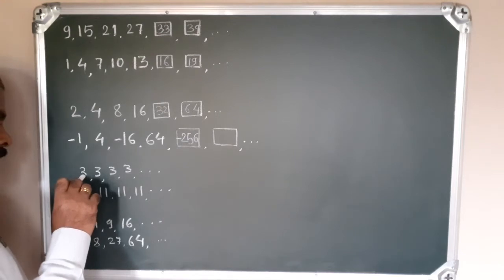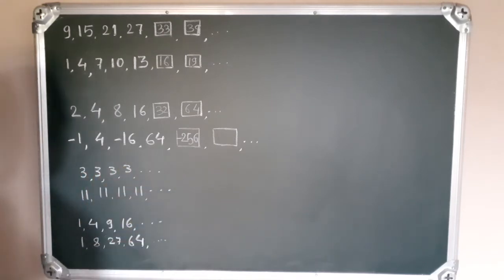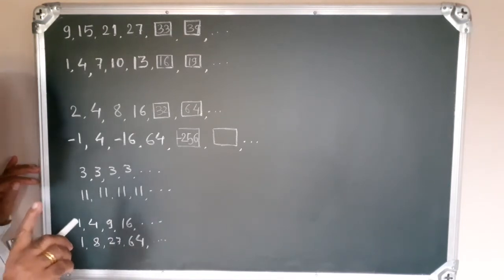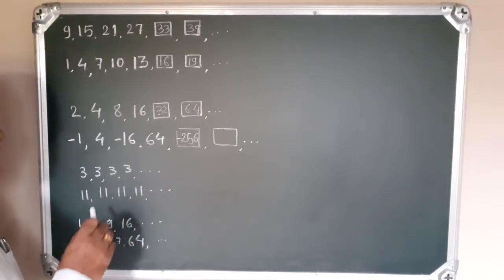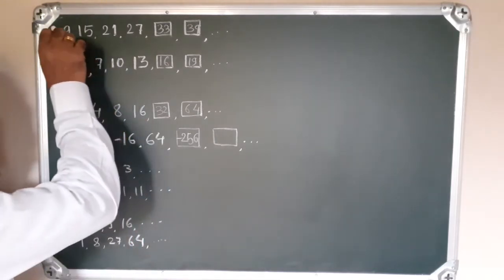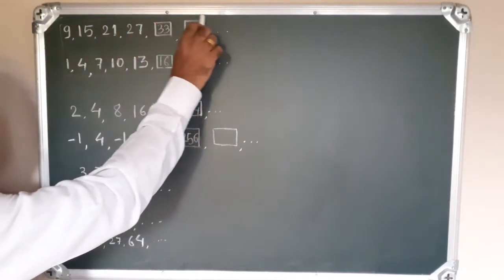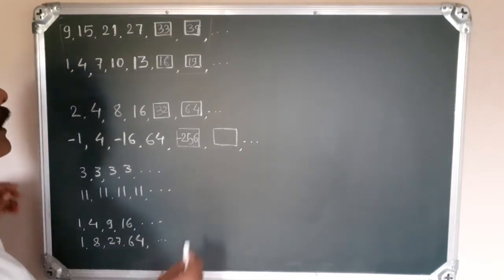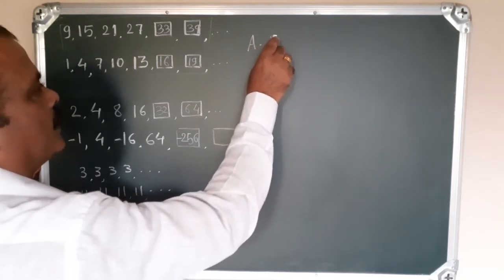If we multiply this number by 1, we get 3 into 1, that is 3. Again, we multiply this number by 1, we get this number. So if we multiply the first number by 1, we get the next number. So here it is also like that. So if the difference in two consecutive numbers is the same or constant, then that sequence is called an arithmetic progression, AP.